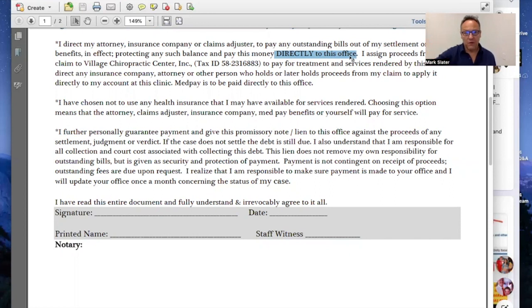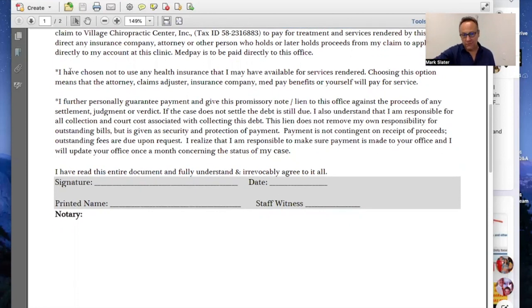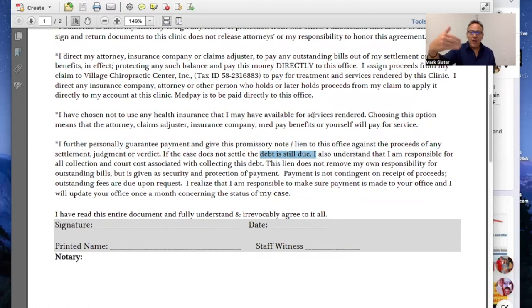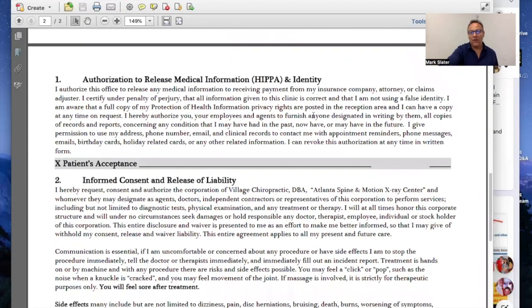Okay, this is again the patient's words. I have chosen not to use my health insurance that I may have available for services rendered. Choosing this option means that the attorney, claims adjuster, insurance company, MedPay benefits, or yourself will pay for service. And this is how you're going to lock your patient up. You're having them sign a personal guarantee and a lien that any proceeds have to be paid from any settlement, judgment, or verdict. Even if it doesn't settle, the debt is still due. So just some highlights of this AOB, but I'm not done.